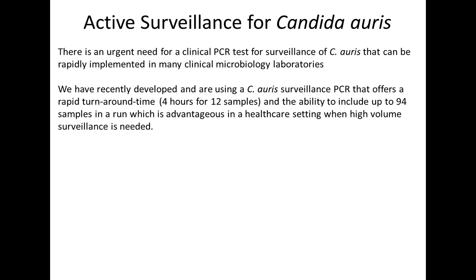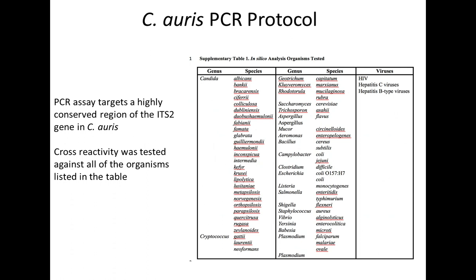So we feel there's an urgent need for a clinical PCR test for surveillance of Candida auris that can be rapidly implemented in many clinical microbiology laboratories, and we've been working on developing that here at UCLA. We've recently developed and are using a Candida auris surveillance PCR that offers a rapid turnaround time, so the test can provide in 4 hours test results on 12 samples, and the ability to include up to 94 samples in a run, which is advantageous in a healthcare setting when high volume surveillance is needed.